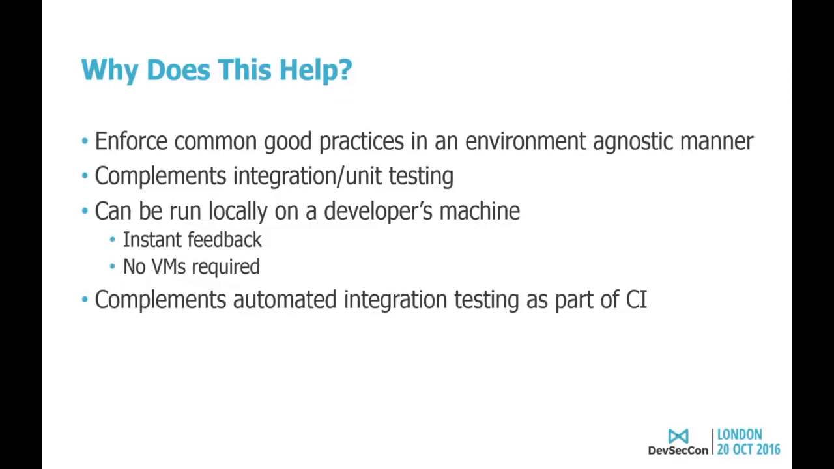As I say, it can be run locally on a developer's machine. That might not be an issue for some people. If you're only spinning up 3 or 4 VMs, then doing that within Vagrant is pretty easy. But if you've got a large infrastructure and you need to spin up 50 machines in order to get everything working, that might be more of a concern. And it complements the automated integration testing, as I say.